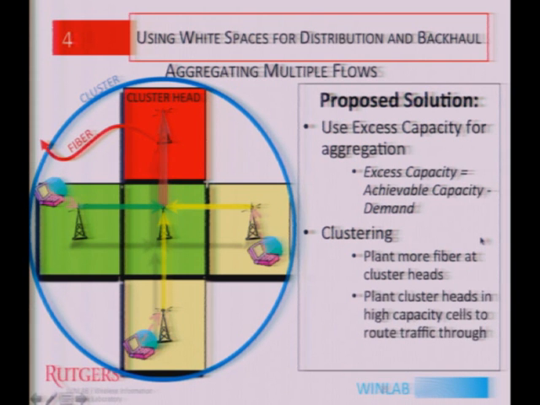An interesting thought about this would be to plant these fiber points at the cells with the most capacity available. In doing that, they would have the most ability to handle whatever traffic is thrown at them. Having said all that, it would still be interesting to have a detailed routing study.